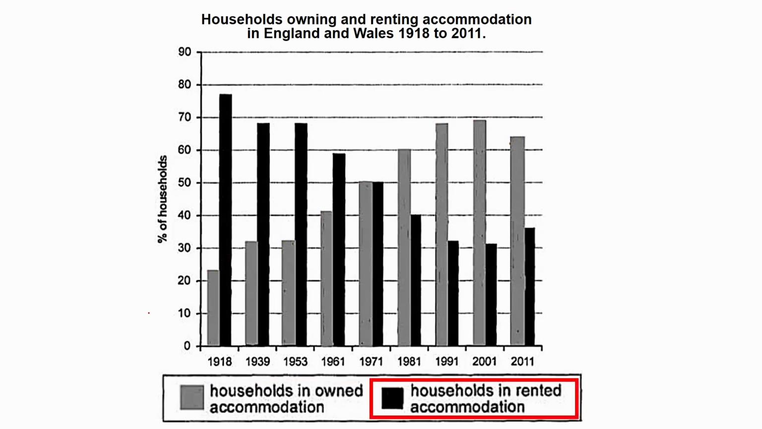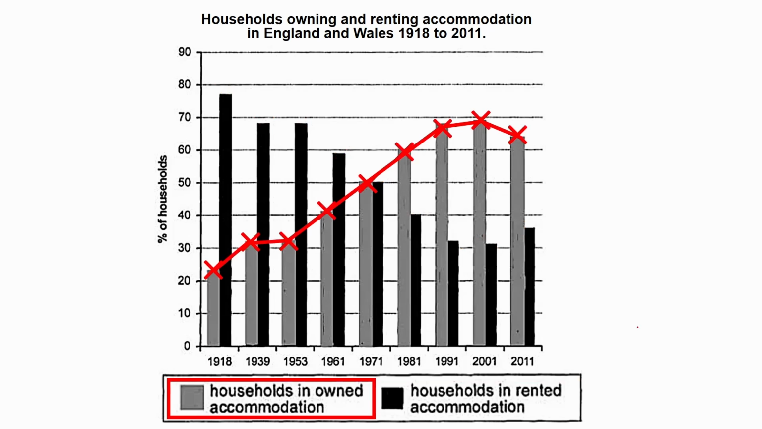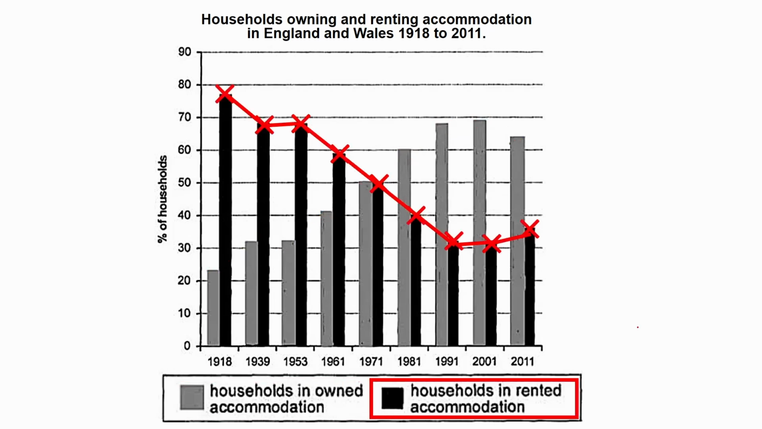Now, let's focus on the second one, households in rented accommodation in black. So at the beginning of the period, we have it around 78%, then goes down, stays kind of the same, then down till 2001, gets to the lowest point and stays the same in 2001, and in 2011 it goes up again. So if we connect the dots here, you can see that it goes down a lot from around 80% to around 30%, which is a big change. So one more time, the first one up and the second one down.